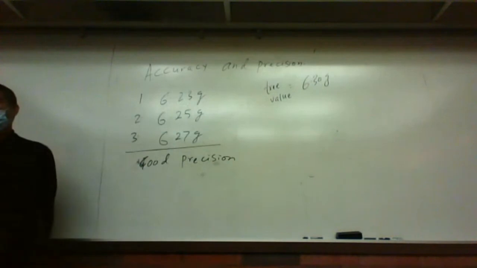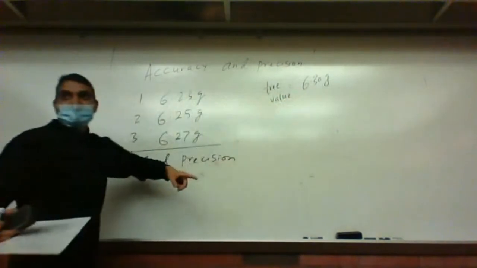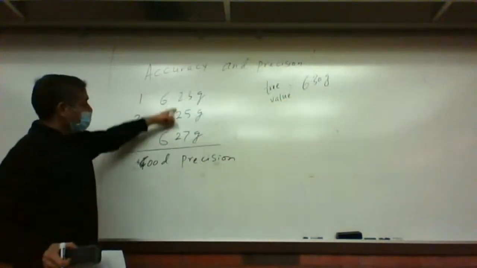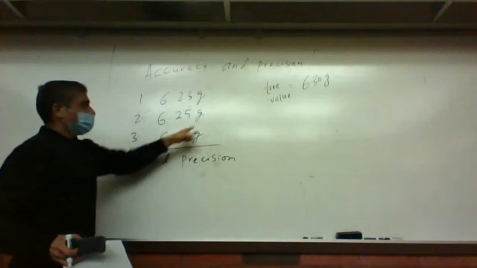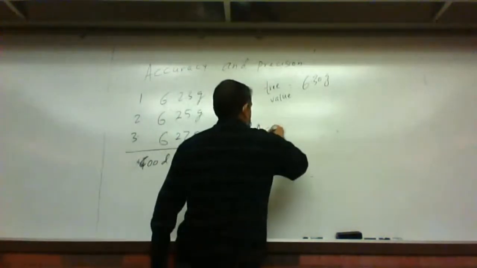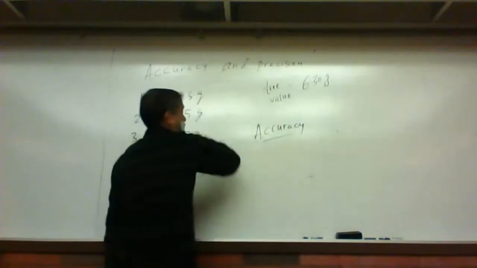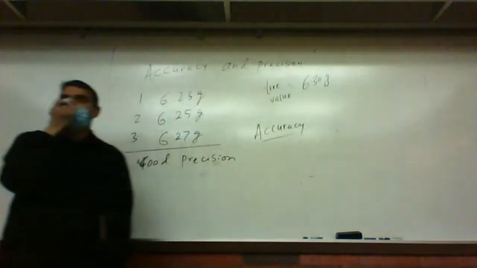So this is the true value of this duster, and these are our measurements. Are we close to the true value? Of course, we are very close to the true value, right? This 6.30 is the true value of this duster, the company told us, and we got very close to their number. So we are accurate, very accurate. Our accuracy is very high because our numbers are very close to the true value.